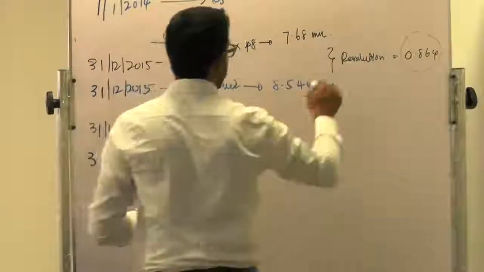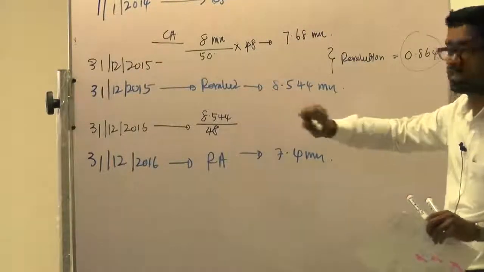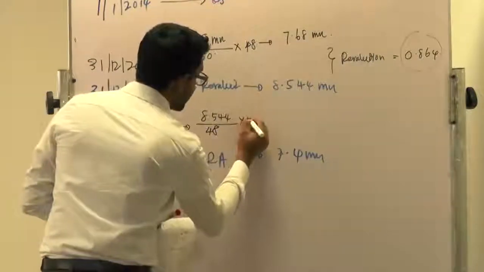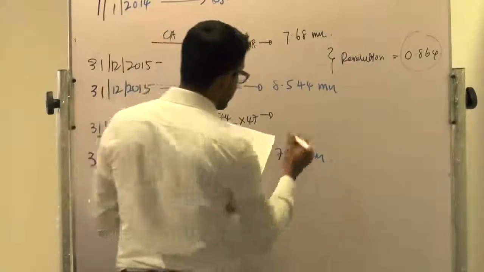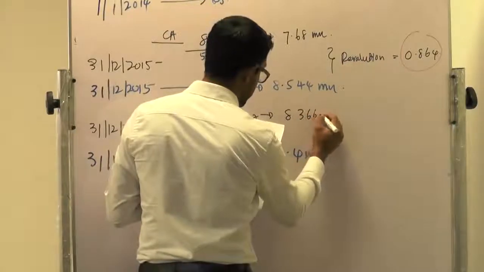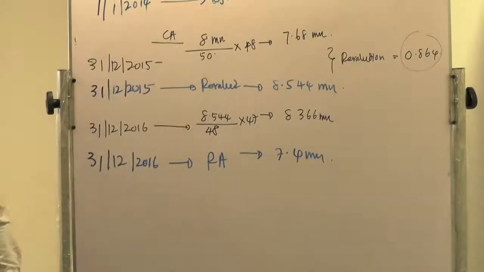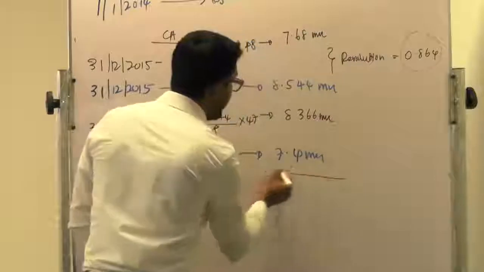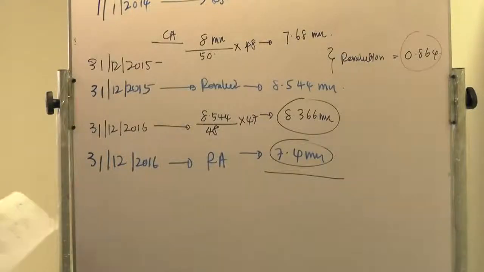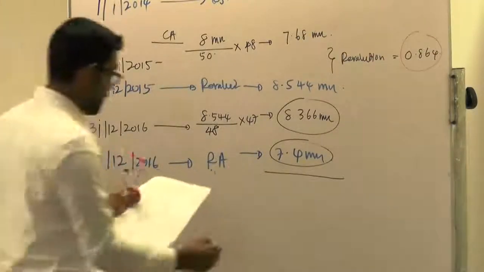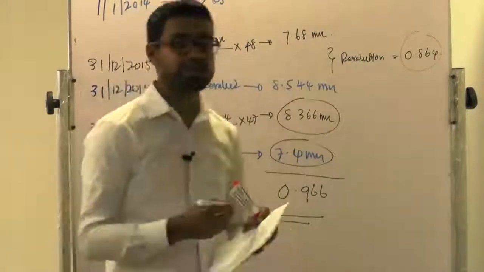Why? Because already you have depreciated 2 years here. Now the remaining lifetime 48 years, but from 2015 to 2016, another year has been depreciated. Therefore, remaining life should be 47 years. So when you calculate carrying amount for 47 years, it is what? 8.366 million, right? So the carrying amount. Now you have carrying amount and recoverable amount both. Carrying amount is more than the recoverable amount, therefore you have impairment of how much? 0.966. Very simple calculations, right?